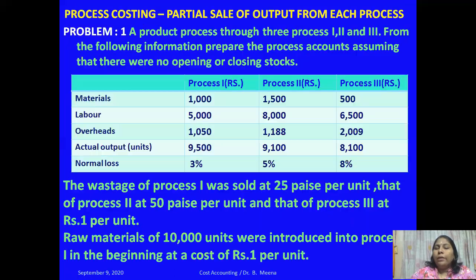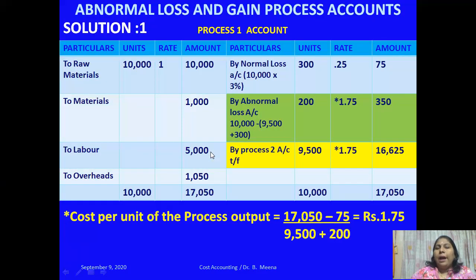What is the output given for this process? We have the information. What is the process one output? Look at the line actual output units. For process one, it is given 9,500. So I showed here by process to account. Whatever output I'm getting in the respective process, that will become an input for the next process, right? That's what I mentioned by process. This is process one. So process one output will become process two input. So that's what I mentioned by process to account transfer.